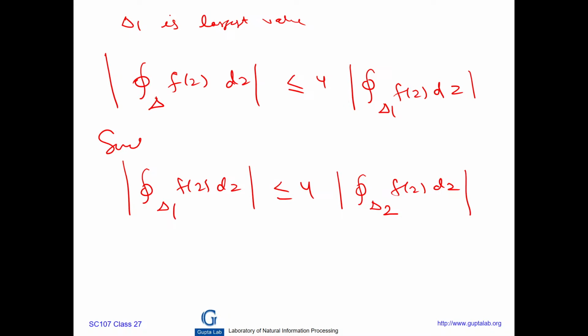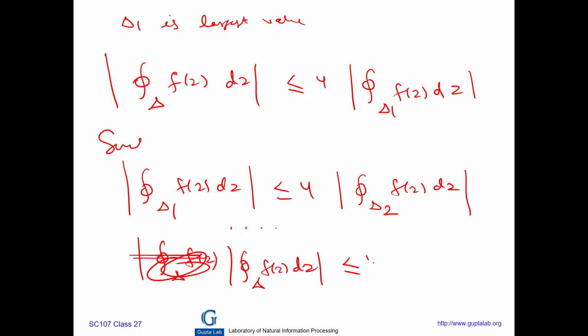Okay, continuing in this way, I can say that the integration along delta of f of z dz is less than or equal to 4 raised to power n, integration along delta n of f of z dz. Right. So this has come.